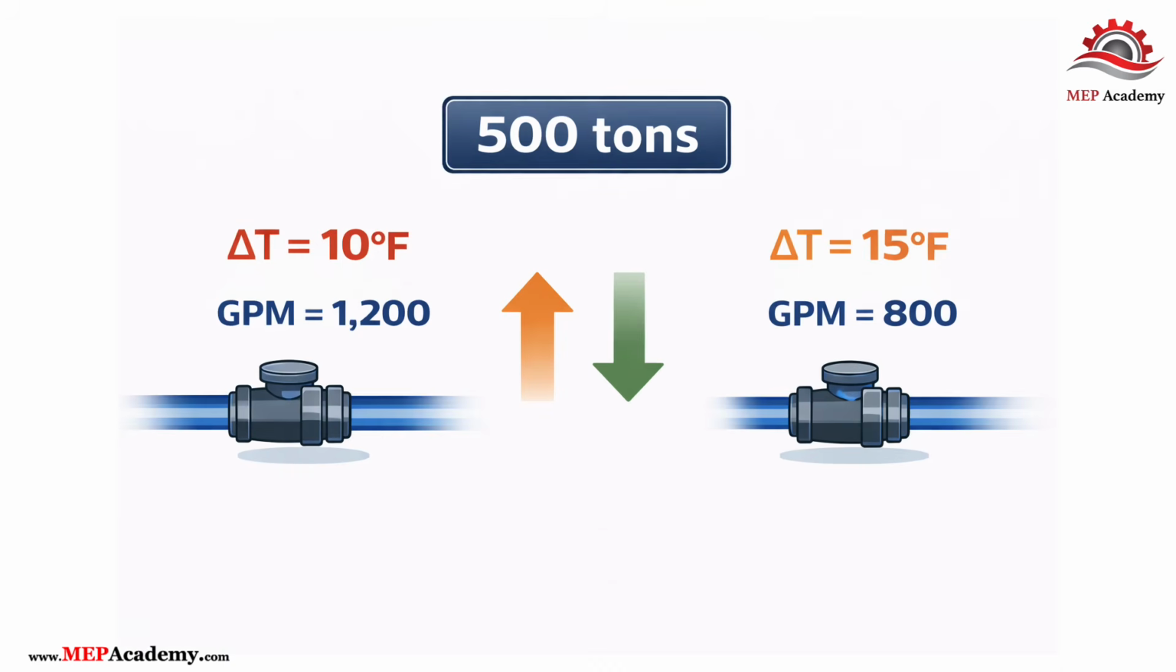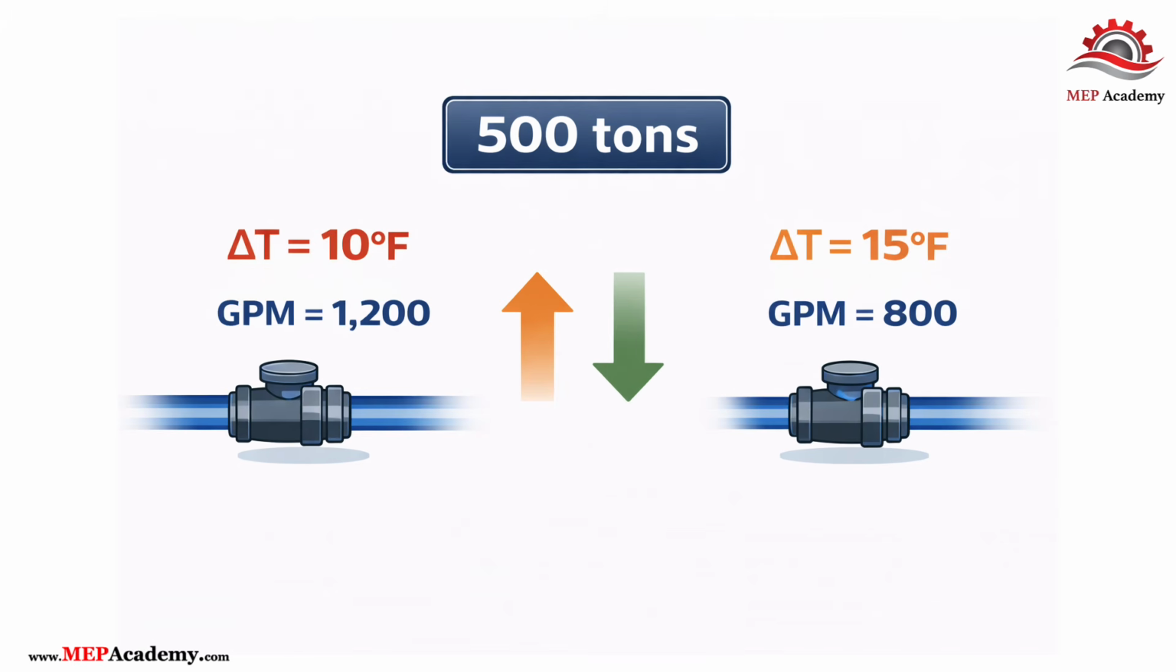Up to this point, we've examined two distinct scenarios using the same cooling load. Rather than introducing additional strategies, we'll now pause and summarize what these examples reveal about chilled water system behavior. Fixed cooling load. In all examples, the cooling load remains fixed at 500 tons. This allows us to isolate how temperature difference and water flow interact, without changing the amount of cooling required.